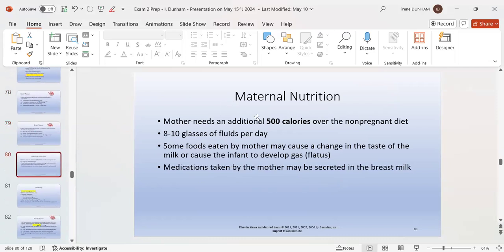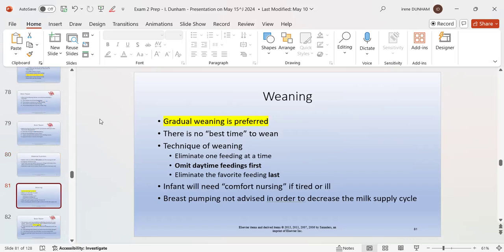You know that she needs 500 extra calories when they breastfeed. So that's how I get my young mummies to breastfeed. Tell them 500 calories, folks. Okay. Just note that whatever food mommy takes in goes right to the breast. So baby could get gassy.